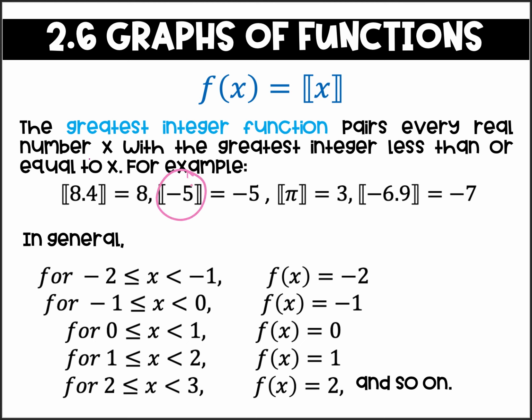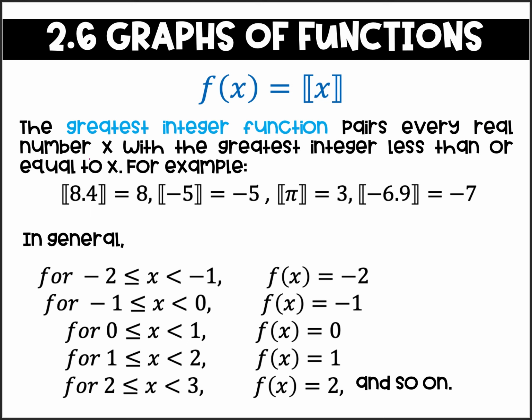If you have -5, it's just -5, because that's already an integer. If you have pi, which I hope you remember, it's 3.14659 something. The greatest integer less than or equal to pi is 3. If it had the value -6.9, the greatest integer less than or equal to x is going to be -7.